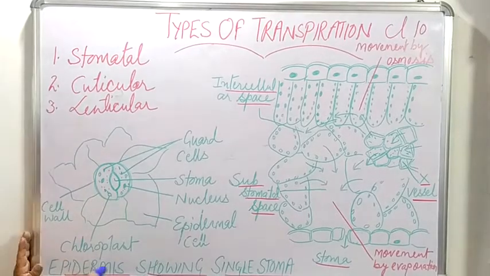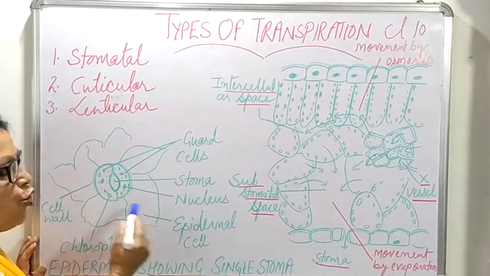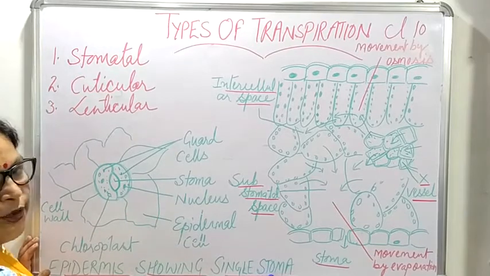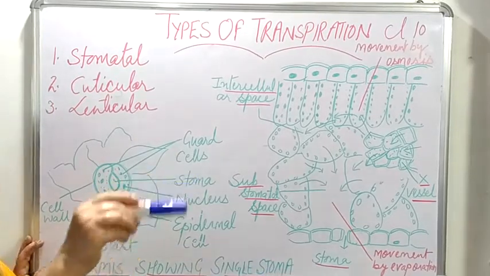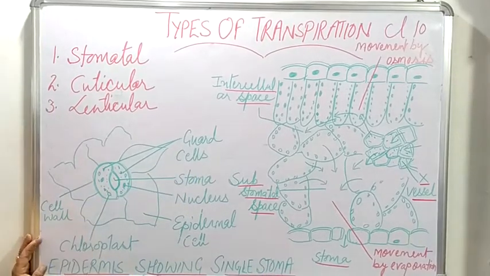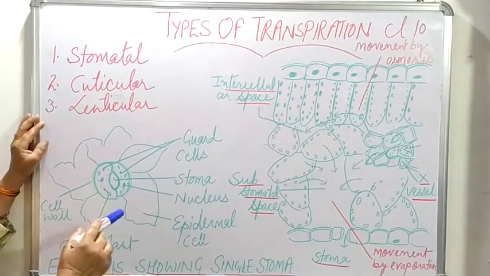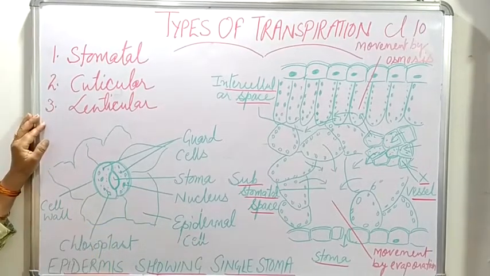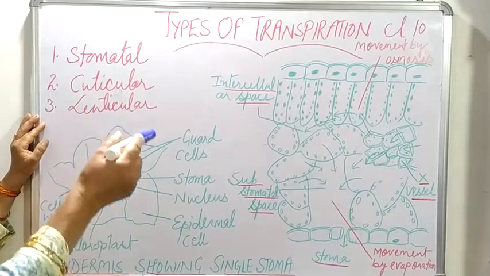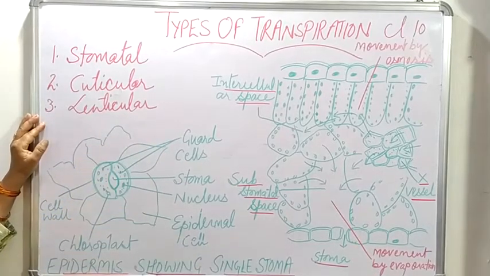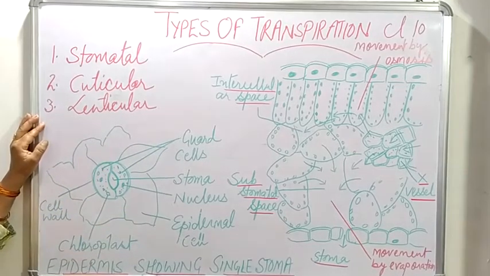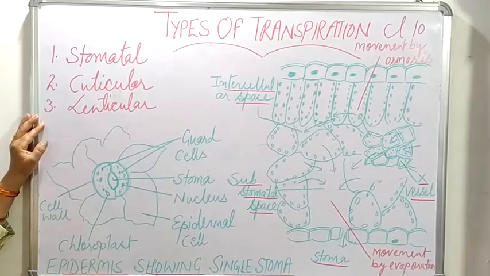Now we'll see the detailed structure of stoma. Stoma is singular. Stomata means many minute pores. What are stomata? Stomata are minute pores present on the surface of the leaves. They are present on the upper surface as well as lower surface. But most stomata are present on the lower surface.